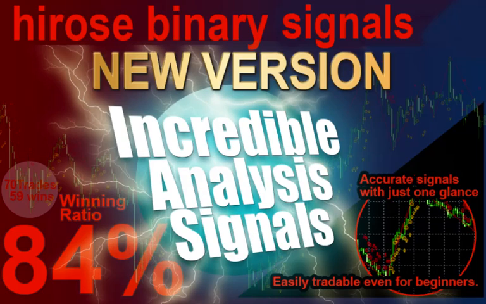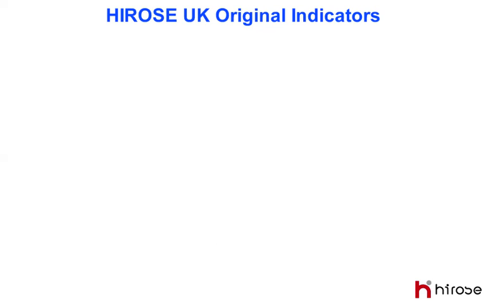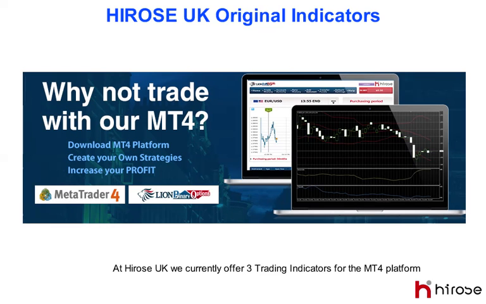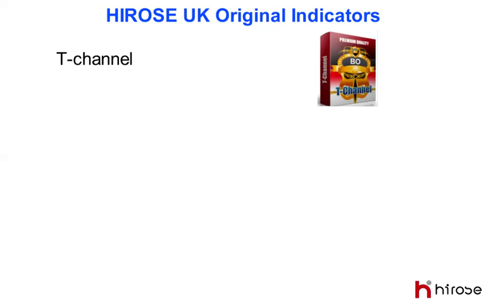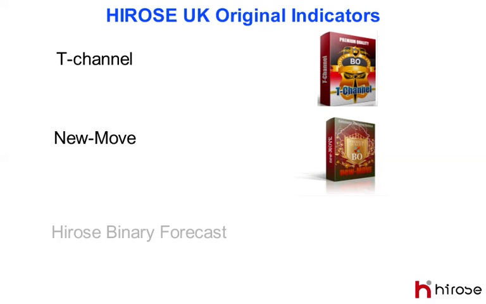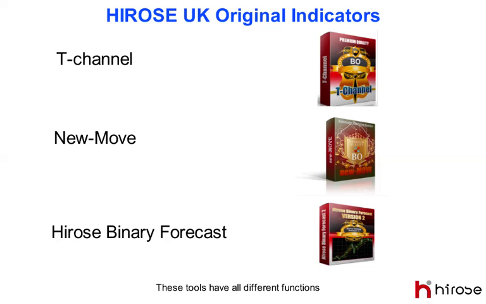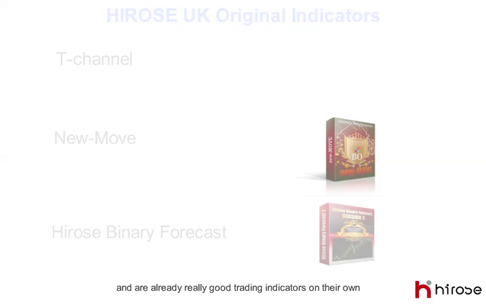In this video, I would like to show you how to use Hirose Financial UK's original indicators to trade binary options. At Hirose UK, we currently offer 3 trading indicators for the MT4 platform, which will help you to trade much more successfully. These indicators are T-Channel, New Move, and the Hirose Binary Forecast. These tools have all different functions and are already really good trading indicators on their own.